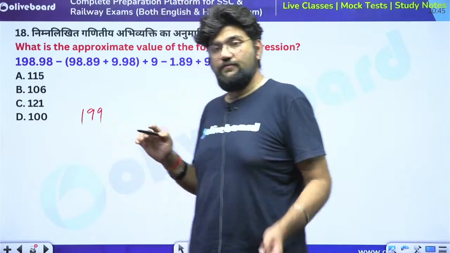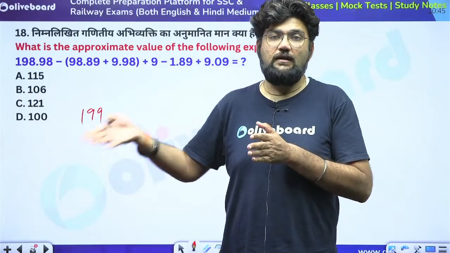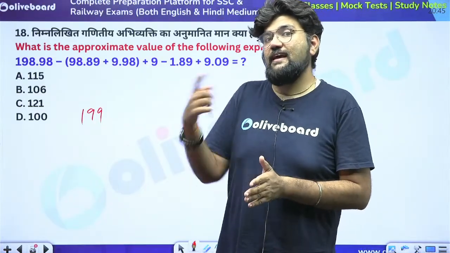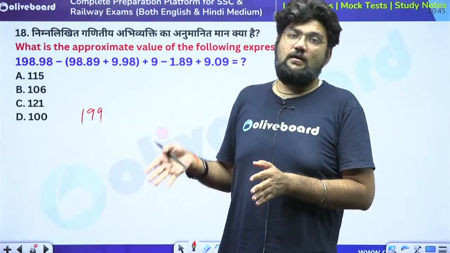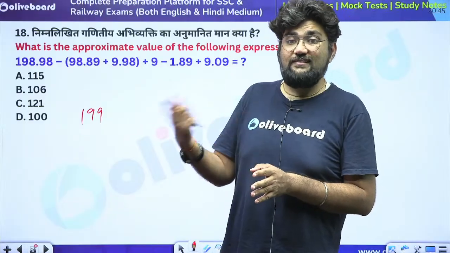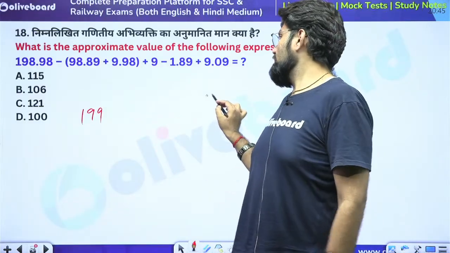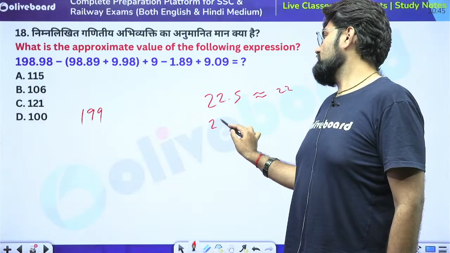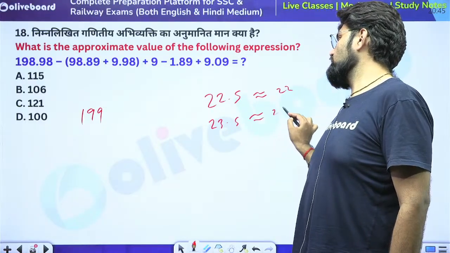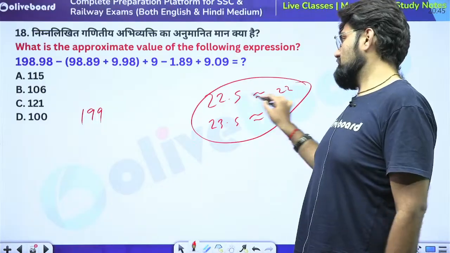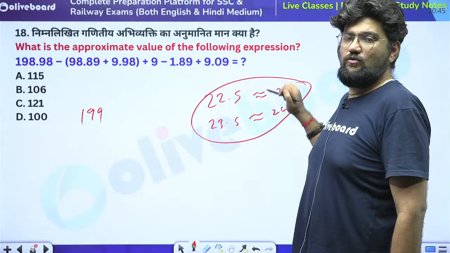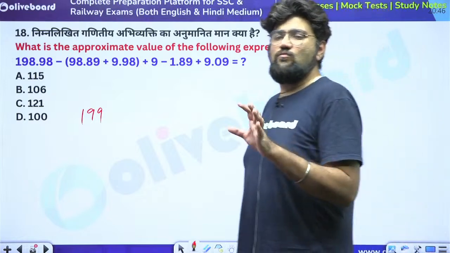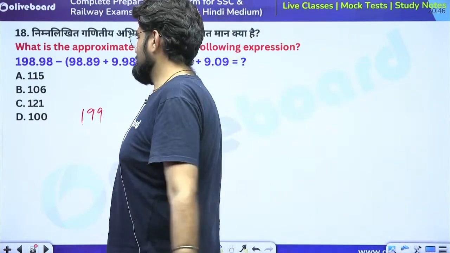Remember the round off rules. If it is greater than 0.5, it will become the next number. Less than 0.5, it will become the previous number. But if it is 0.5, it will become the next number if it is an even number, and it will go to the previous number if the next number is an odd number. So if it is 22.5, I will round it off as 22. And if it is 23.5, I will round it off as 24. That's how it works. We round it off to even numbers mostly because calculations become easy.